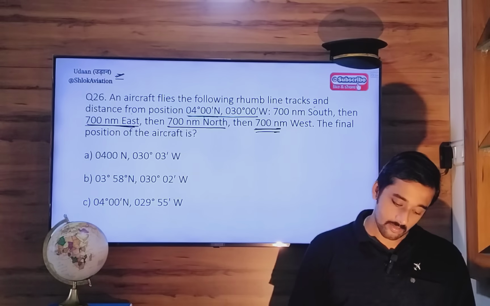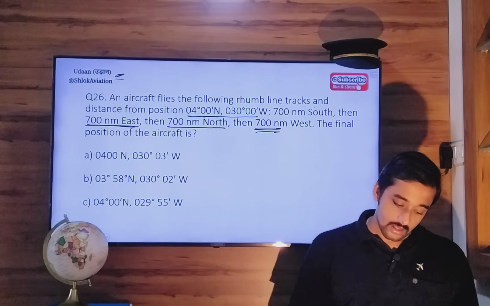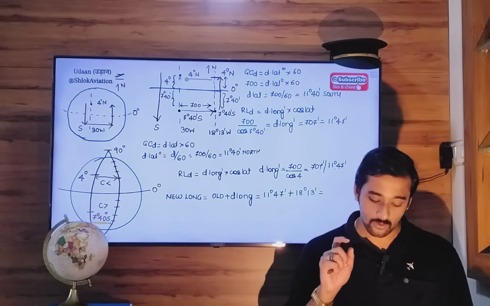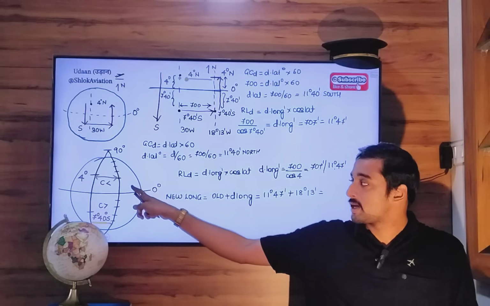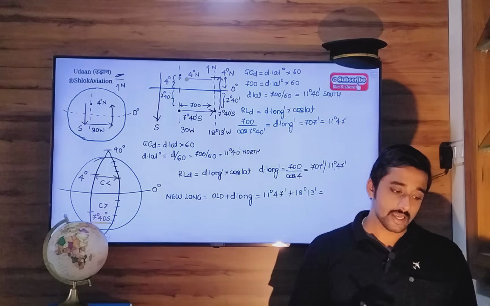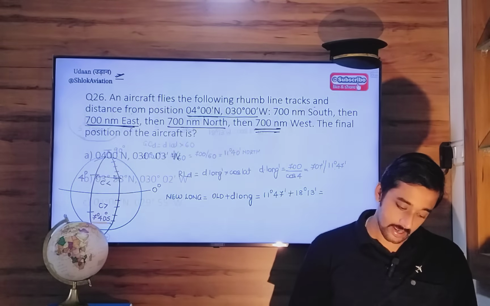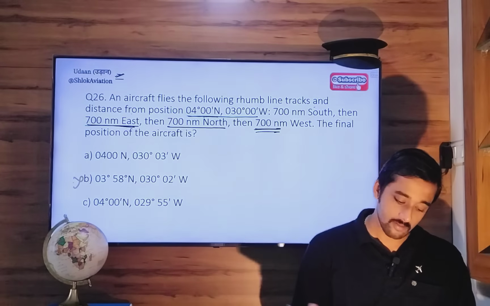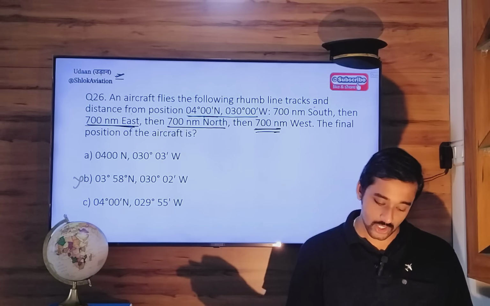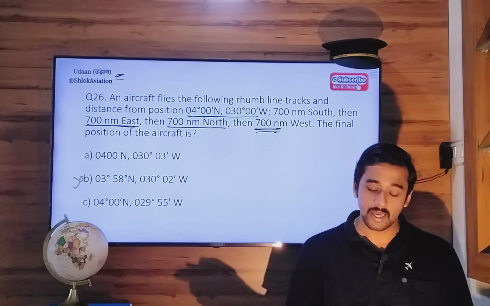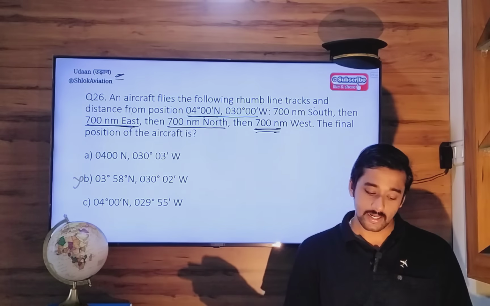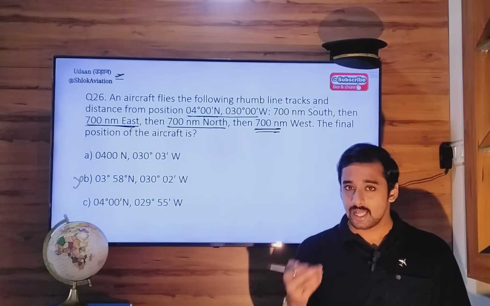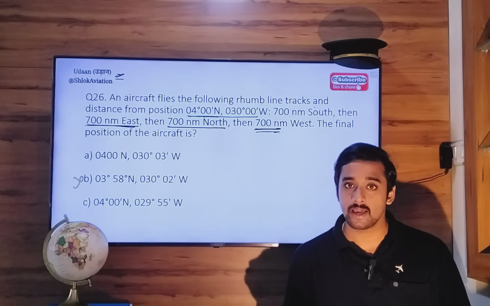So the correct answer, frankly speaking, should be less than 30 degree west longitude for the only reason I explained you here, convergency. But here the approximate value we are getting is 30 degree. Now the latitude is going to remain the same, 4 degree north. So let's eliminate option Bravo. We are left with options Alpha and Charlie. Option Alpha is 30 degree 3 minutes west, more than 30 degree west. Option Charlie is 29 degree 55 minutes west, so 5 minutes less than 30 degree west longitude.